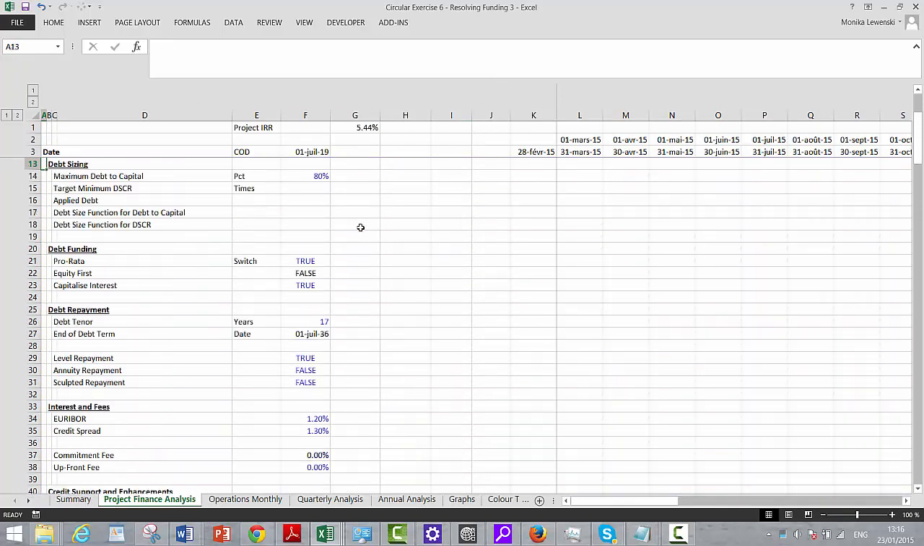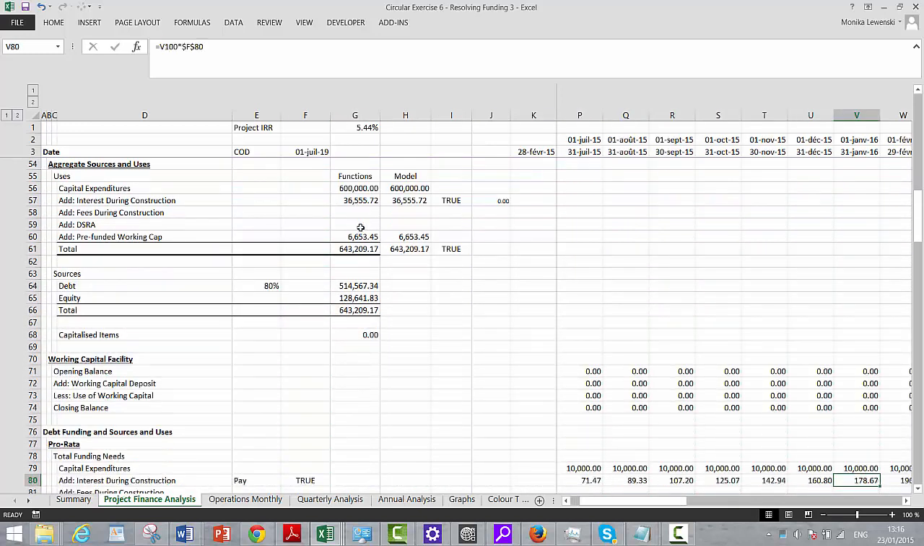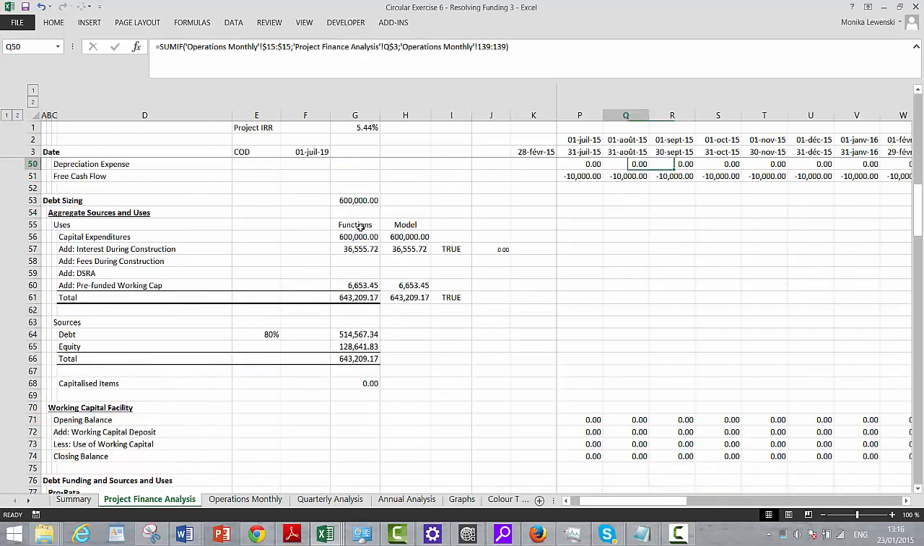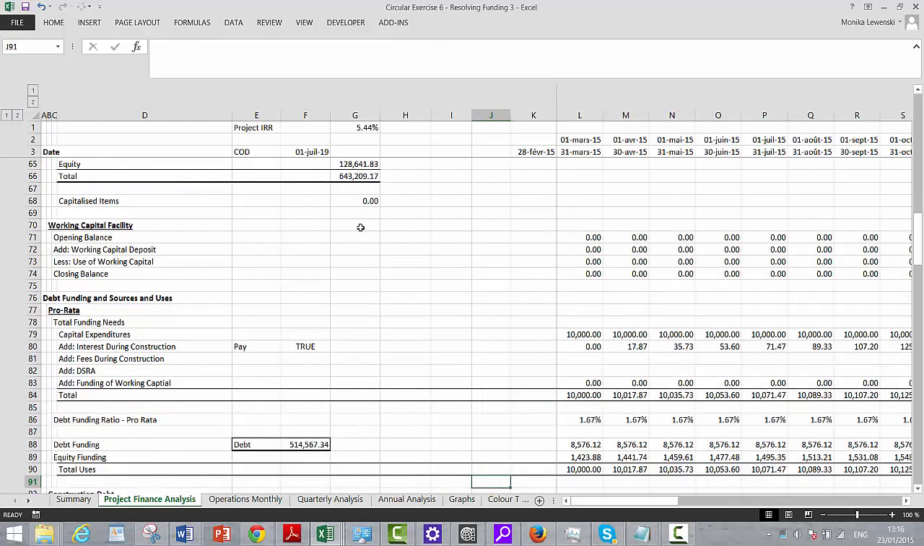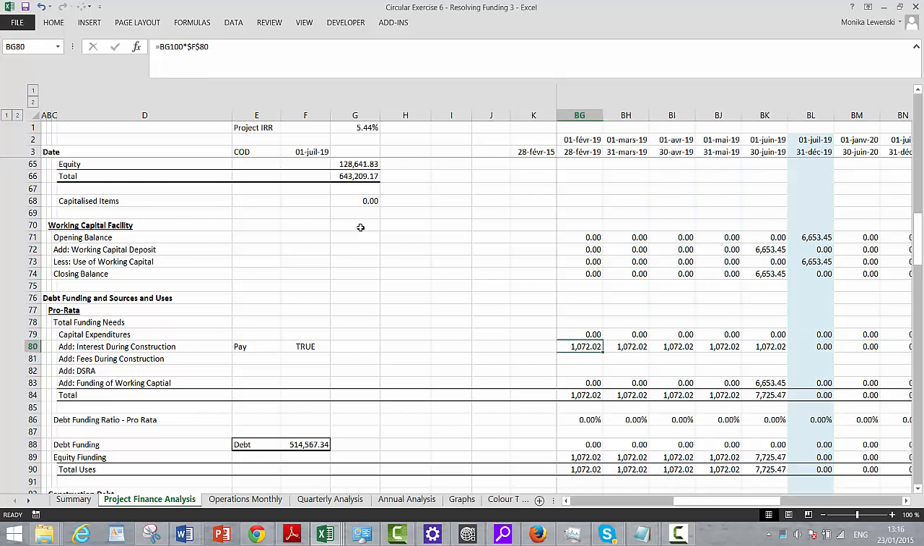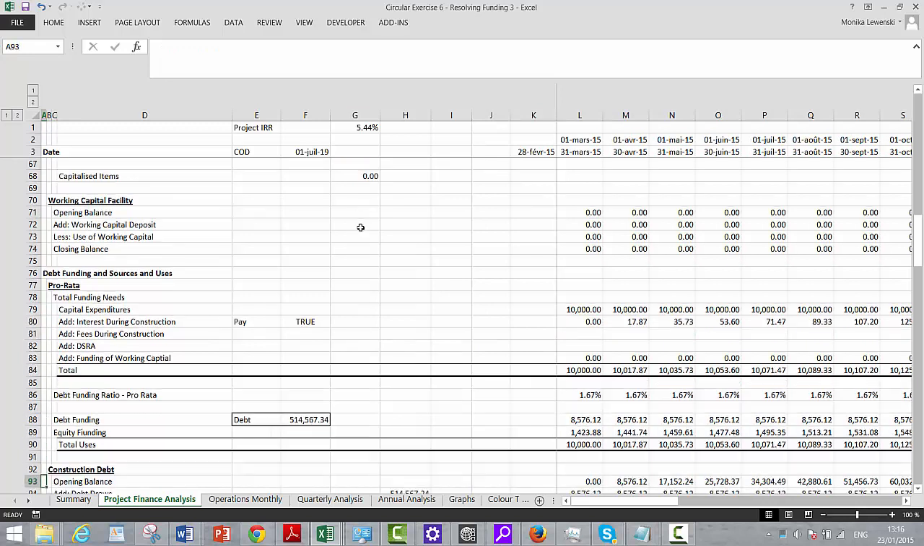Let's put this capitalized interest back to false for a minute. Okay, and when we put the capitalized interest back to false, the whole process still works. This time, however, we have some capitalized interest. Here, it looks like I have a delay in construction, which is just fine.